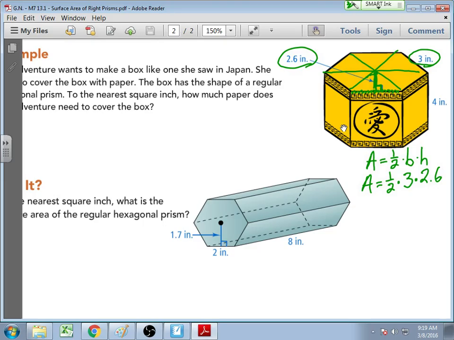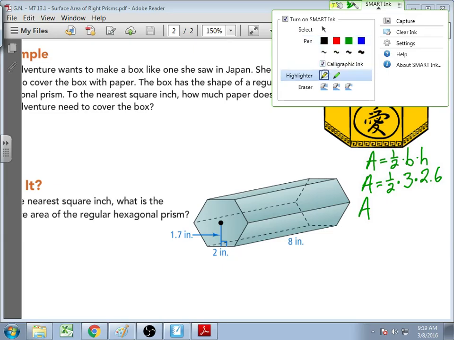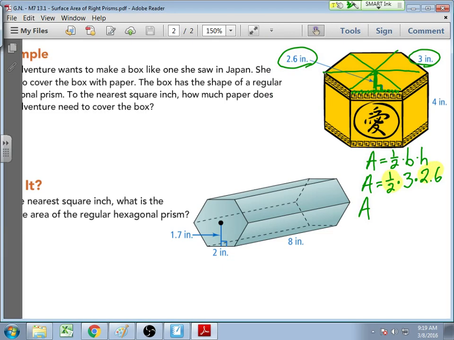What's easier to find half of? The 3 or the 2.6? The 2.6 all day long. Both values are even. So I'm actually going to do half of 2.6 using my commutative property of multiplication. So that answer is going to get me 1.3, and I still have the times 3. Anybody have issues with why I did that? It's easier mental math.